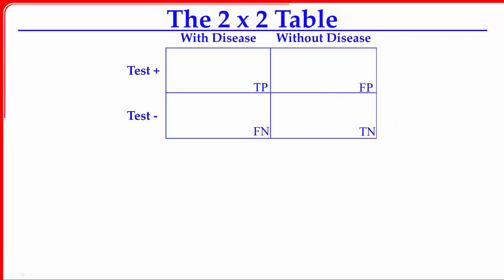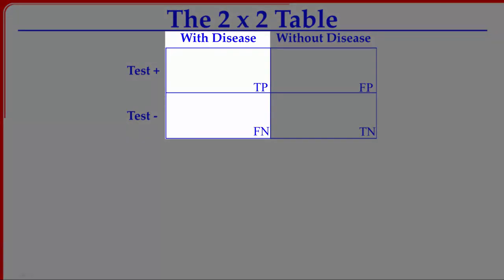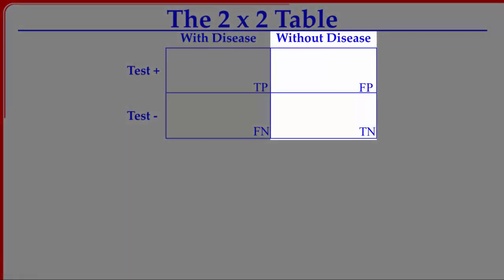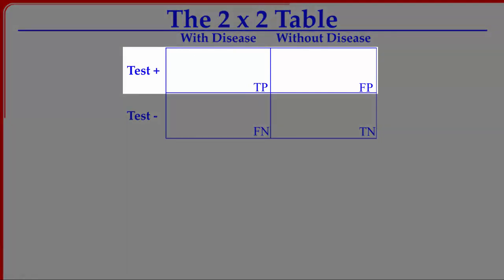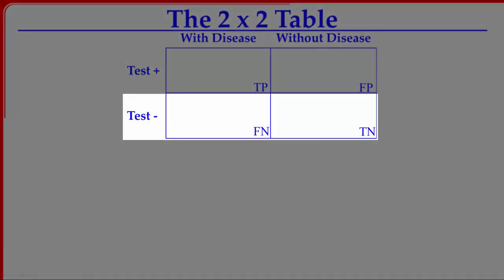Let's talk about how to calculate this. It's very easy. We have a 2x2 table. We have patients with the disease and we have patients without the disease. We'll say that this left column has to do with sensitivity and the right column has to do with specificity. The top row is the test is positive. So everybody on the top row is positive. Everybody on the bottom row, the test is negative.